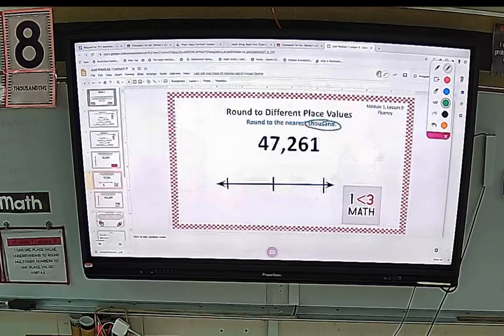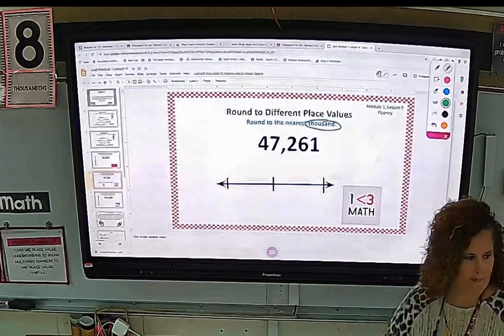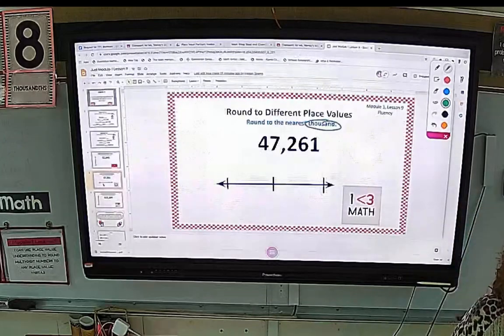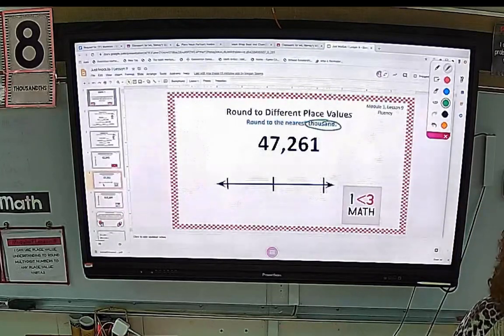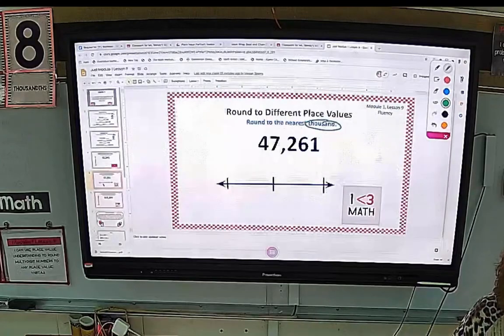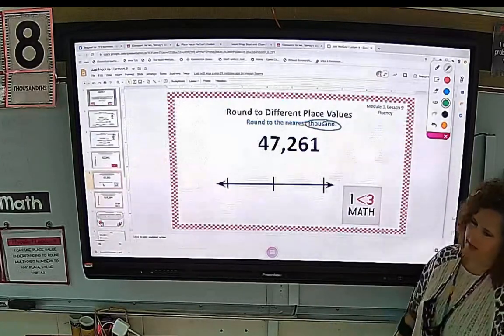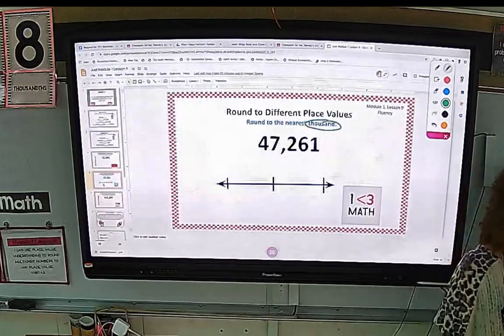Raise your hand if you used a number line. Okay, raise your hand if you did not use a number line. You tried the other way. Okay, just curious. This is the problem that I saw when I started walking around.